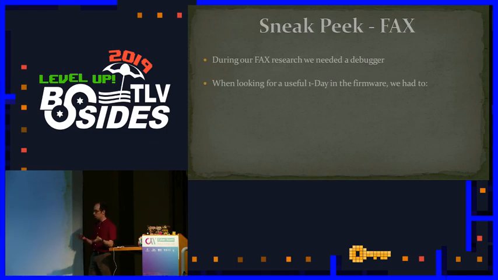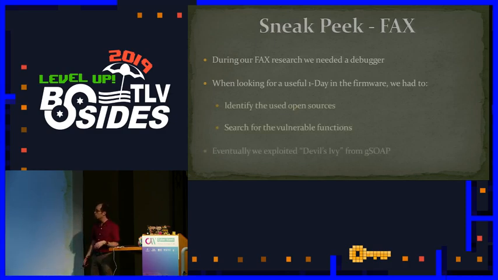Exploit the one-day, use a debugger, and then debug the fax protocol. In order to look for a one-day, we need to identify the open sources and find the vulnerable functions. Eventually, we used Devil's Ivy from GSOAP, which is not the important part. The bad part for us was manually identifying the open sources and manually identifying the vulnerable functions.